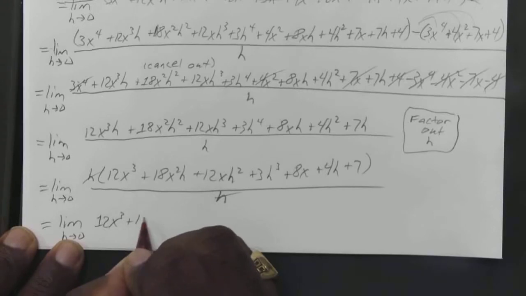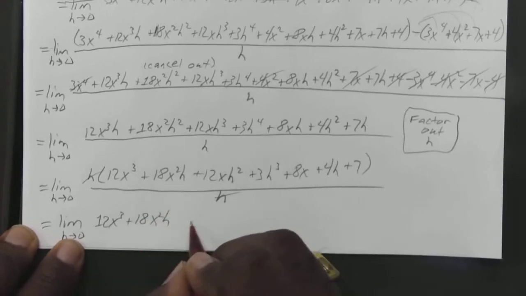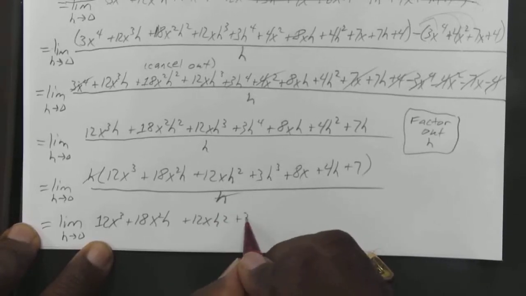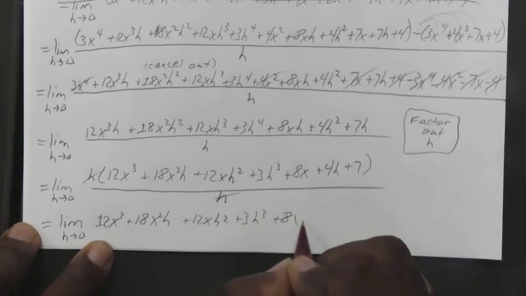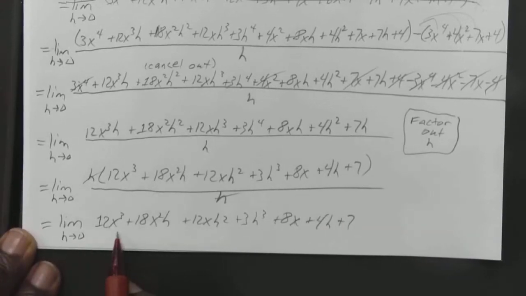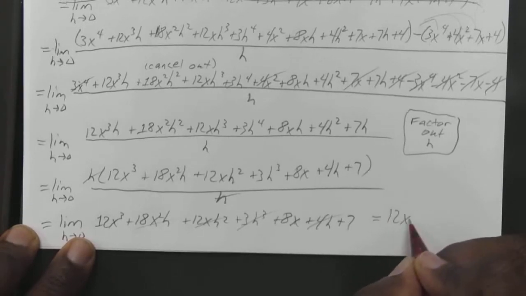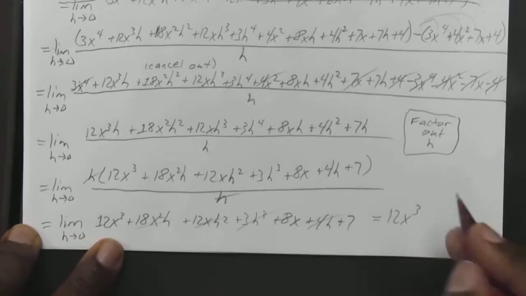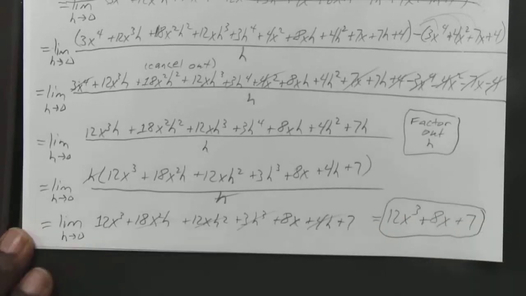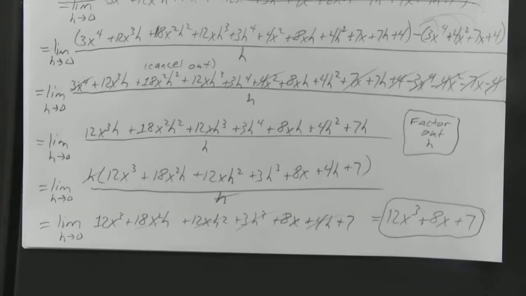So 12x to the third plus 18x squared h plus 12x h squared plus 3h to the third plus 8x plus 4h plus 7. Then you plug in all of those zeros, all those disappear. So you're left with 12x to the third plus 8x plus 7. Okay, and that's your final answer.